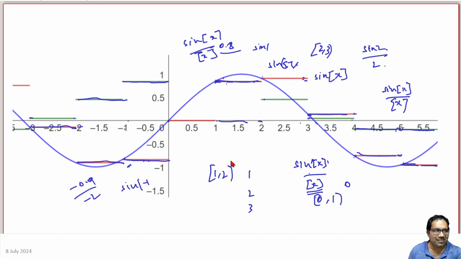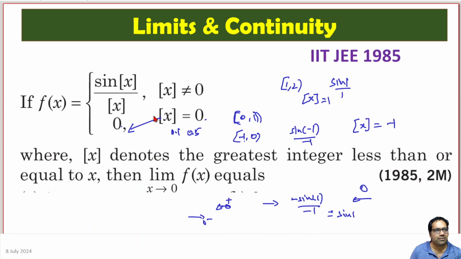Anyway, we have proved our point, because when approaching 0 from the right side you are getting 0, and from the left side you are getting sine 1 by 1. So this limit doesn't exist. Even without looking at the graph, we can clearly say that one side you are getting sine 1 and another side you are getting 0. Right guys.